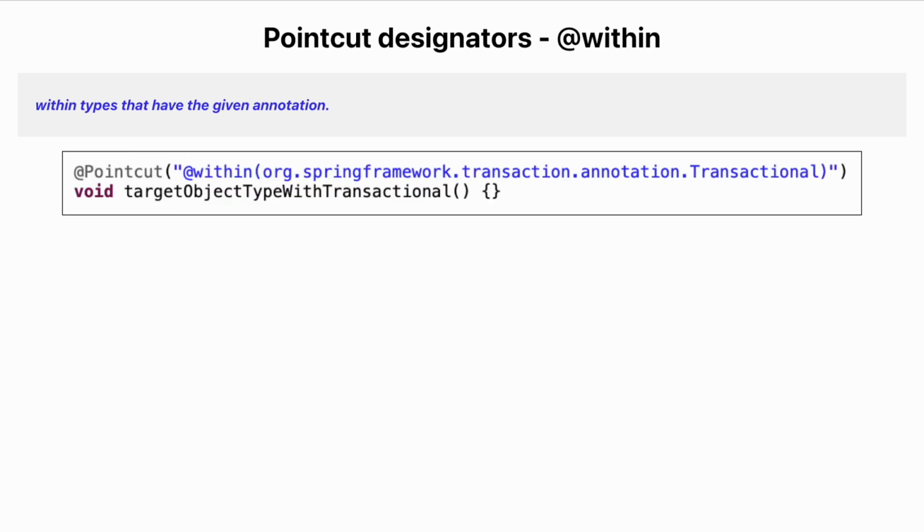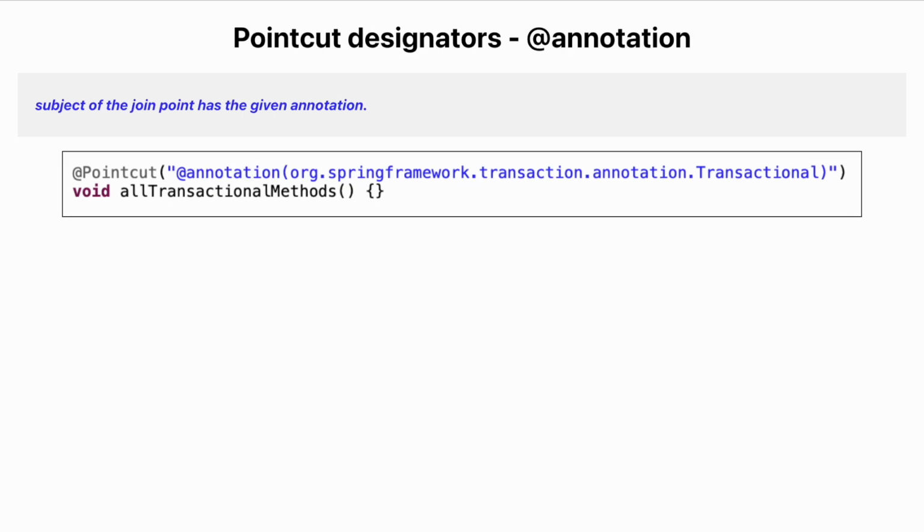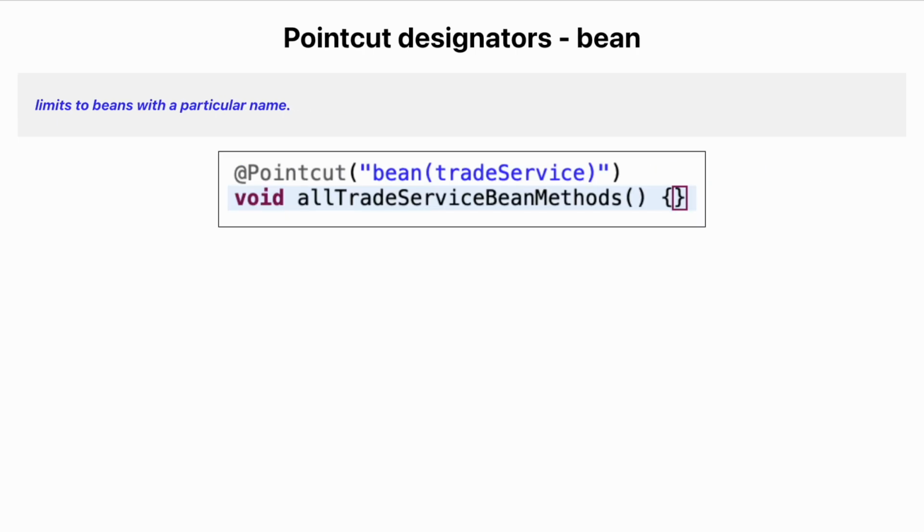@within, types that have the given annotation. The pointcut expression matches any join point where the type of the target object is annotated with Transactional. @annotation, where the subject of the join point has the given annotation. This pointcut expression matches all join points where the executing method has a Transactional annotation. Bean limits matching to a bean with a particular name.